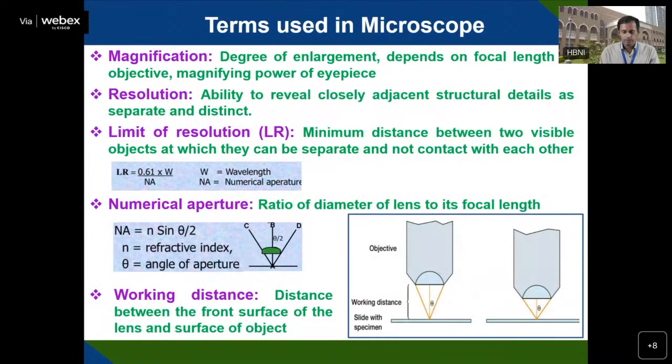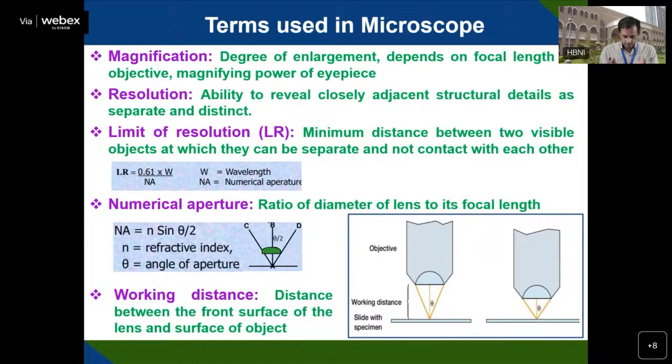If you see the different terms used in microscopy, when you come across a microscope, the first word you will see is magnification. What do we mean by magnification? Magnification means the degree of enlargement of a particular material. To see a small object, you have to magnify it. That depends upon the focal length of the objectives and the magnifying power of the eyepiece. Since in a microscope you have an objective lens and a magnifying lens, different lenses are there, so you depend upon the focal length as well as the magnifying capacity of the objective lens.